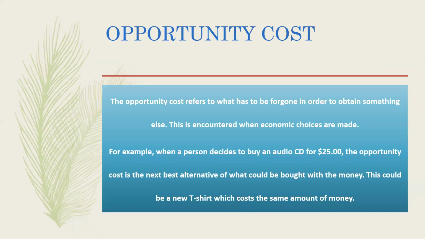So I have $25 in my pocket right now. I have the choice between an audio CD and a t-shirt. Because I love music, I'm going to buy the audio CD for $25, even though I wanted the t-shirt as well. My opportunity cost will be the t-shirt. Opportunity cost is what you give up. I'm giving up the new t-shirt.